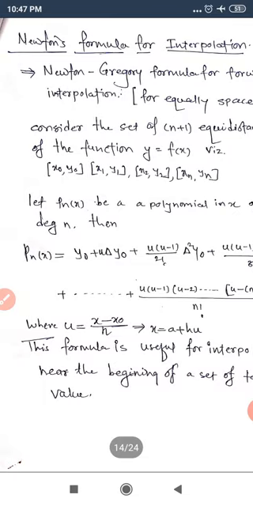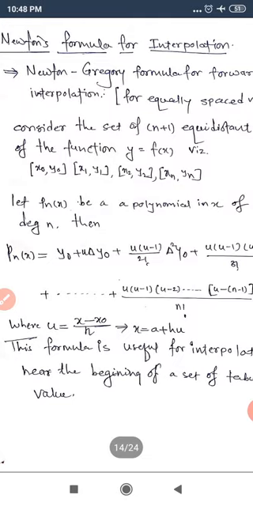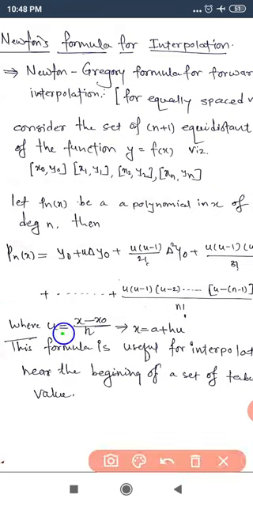Now f of x equal to what? If some set of values is given to you, some data is given, from the data we can calculate the approximate function, or we can find the polynomial f of x. Now here u is equal to what? Here u is equal to (x minus x0) upon h, where x0 is the first value, the beginning value, and h is the length of the interval.